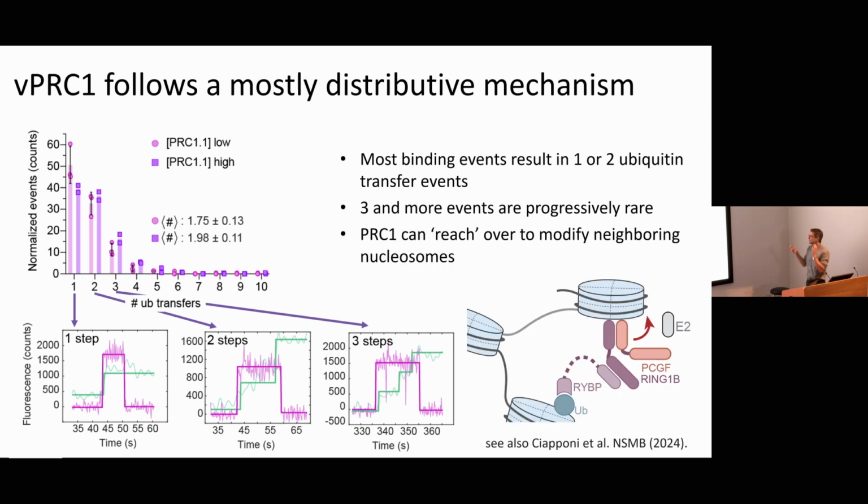And so we can interpret these 2 transfer events in the following way. Our PRC1 complex can ubiquitinate one side of a nucleosome, and then it can stay bound via its RYBP domain, reorient, and hit the neighboring nucleosome before it falls off. So that would be an interpretation of how two events can happen.